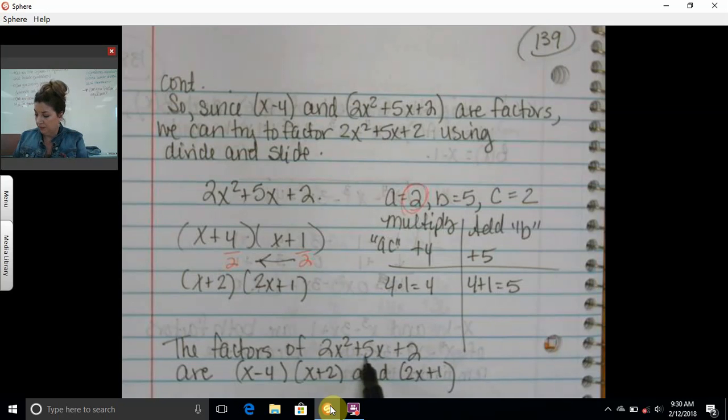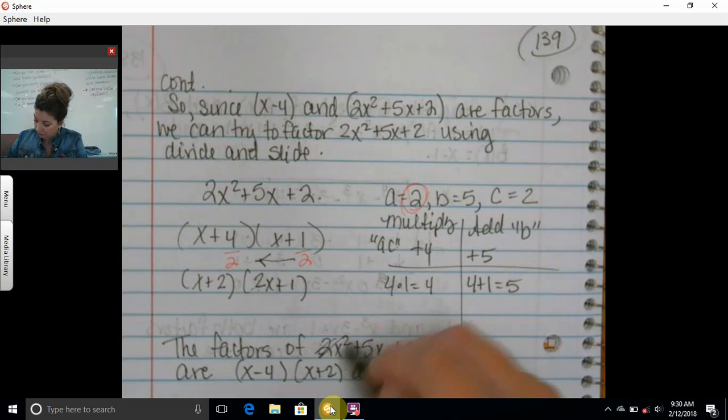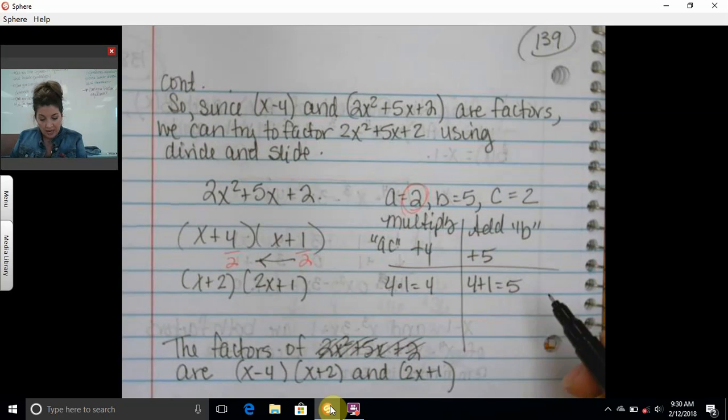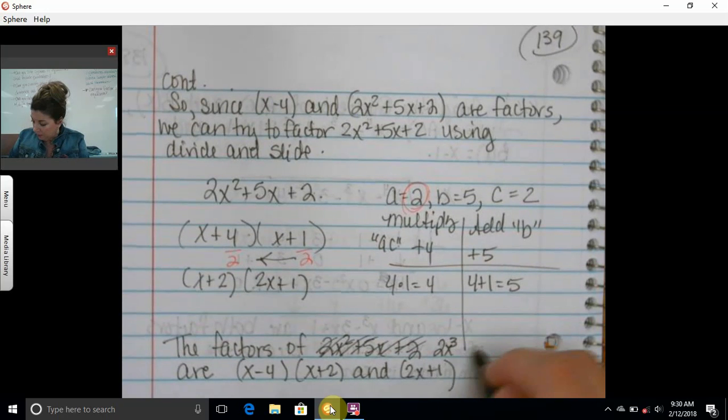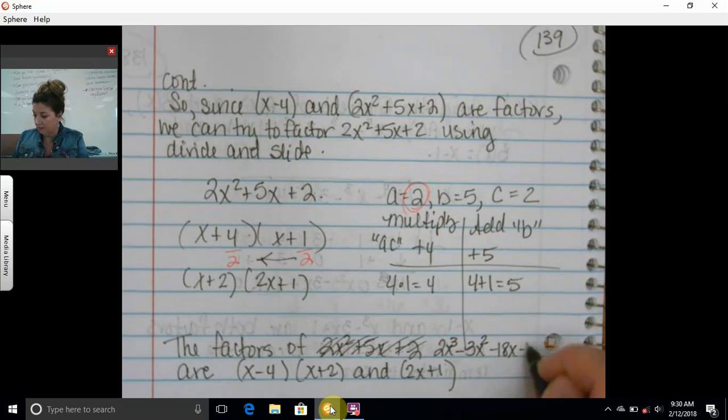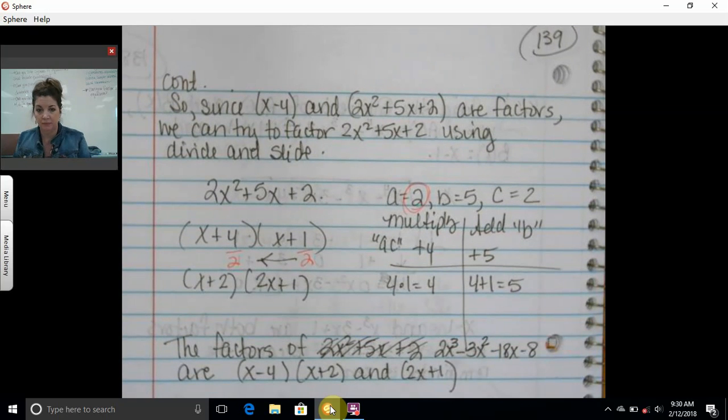Oh, I didn't mean that. I didn't mean the factors of 2x squared. I meant the original. Sorry, I meant the factors of 2x cubed minus 3x squared minus 18x minus 8. Sorry about that.